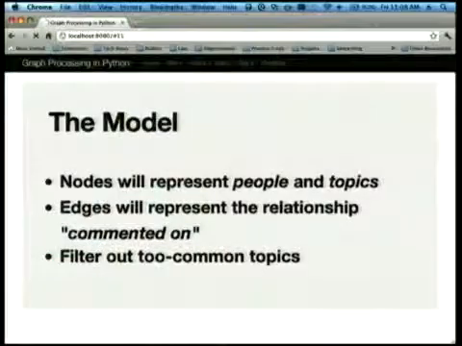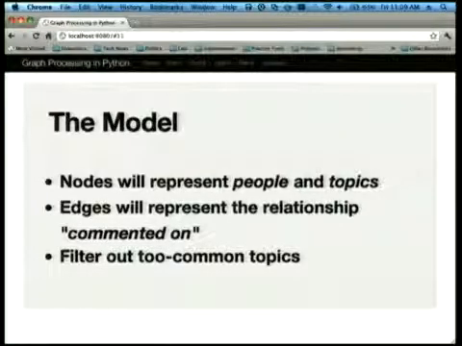Now, let's think about our representation. Here we had a model based on 2 different things. Instead of just thinking about people as our nodes, we actually have people and topics, because the relationship is people commented on various topics. And then we can look at people who commented on similar things and had a similar pattern of commenting in order to say, hey, 2 people who have a similar pattern of commenting are probably going to be similar in terms of their overall interest.